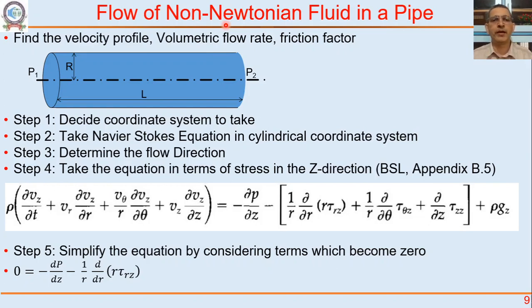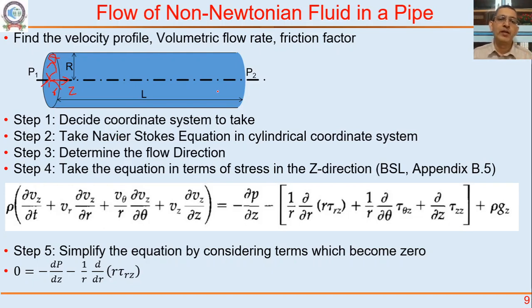First step, coordinate system. In this particular case, cylindrical coordinate system. This is our z axis. r is the distance away from the axis. Recall that is our r, and theta is around the axis. Okay, cylindrical coordinate system. In which direction is the flow occurring? Z direction. So we better take the equation of motion in the z direction.